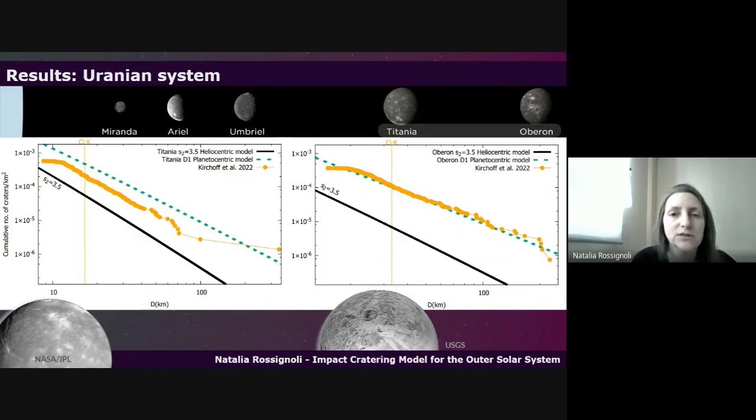And of course, in the case of Oberon, the model produced a good match because it was tailored or customized to fit these crater counts. So in general, what we see in this system in particular is that the heliocentric model is not able to reproduce the crater counts, but the planetocentric model does a better job, but we are still looking into it to see what would be the best profile that matches all the crater counts.